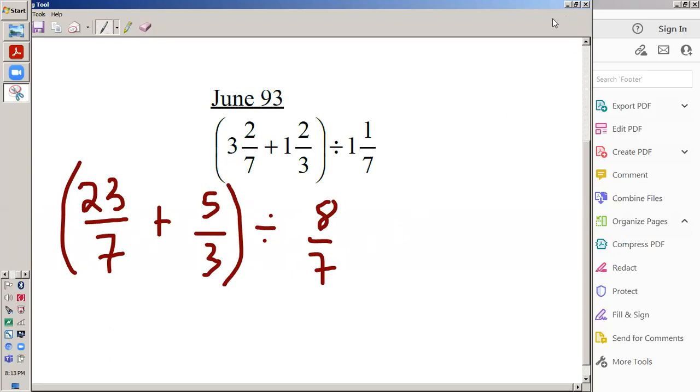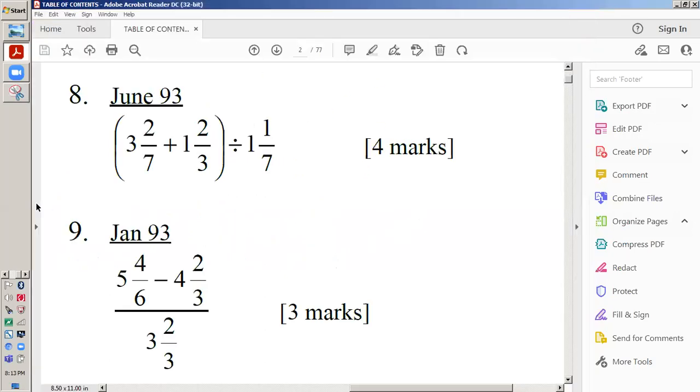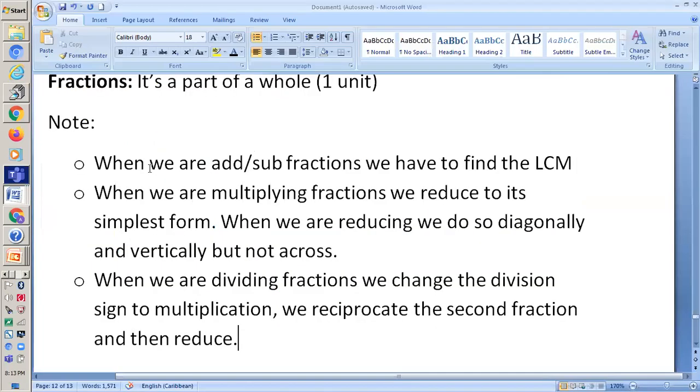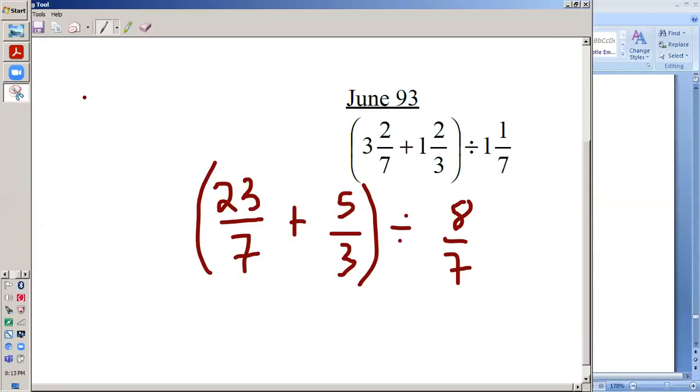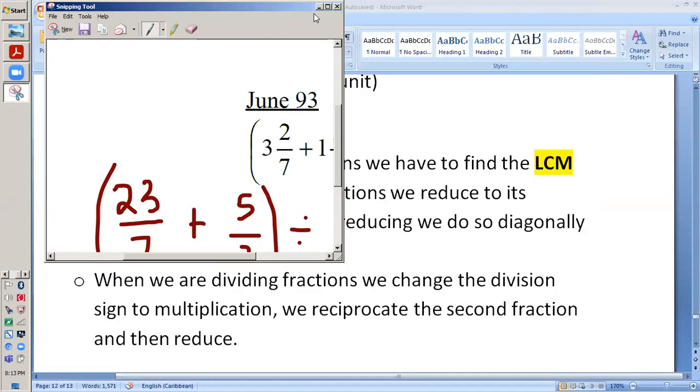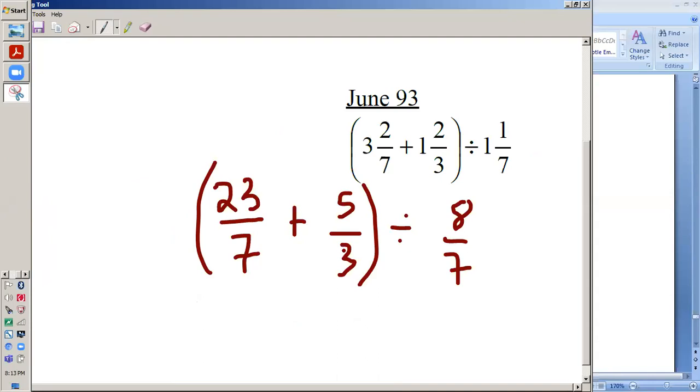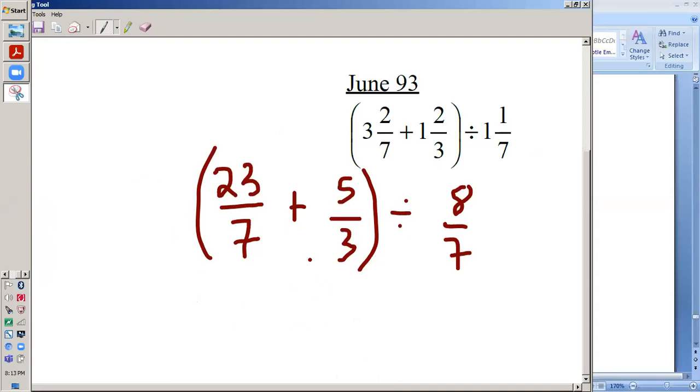Now, what we're going to do is work the bracket first. What did I say in the note? When we're adding and subtracting fractions, what do we do, class? We find the lowest common multiple. Multiple, sorry, not factor. All right. Thank you. Now we're going to work out this.